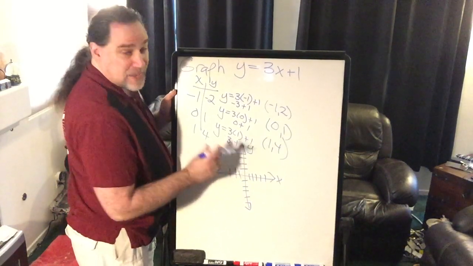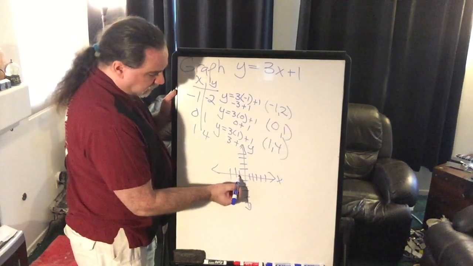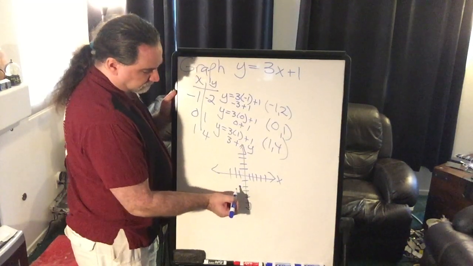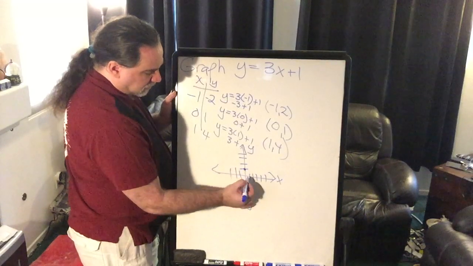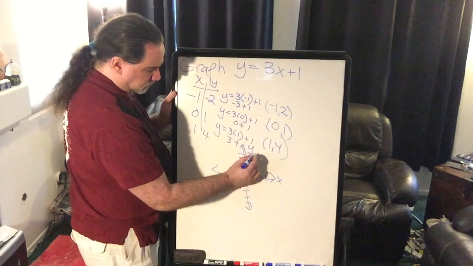Negative 1, my bad. Let's see, I make mistakes too. Negative 1, negative 2. So I knew something wasn't right. Should have left it there just to show you what it looks like. 0, 1, and 1, 4.